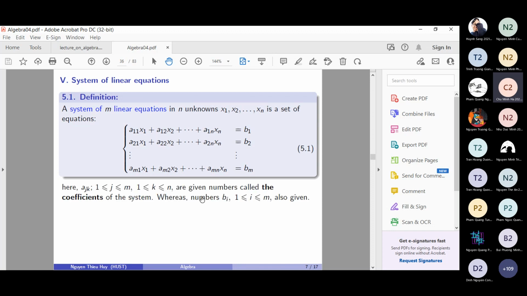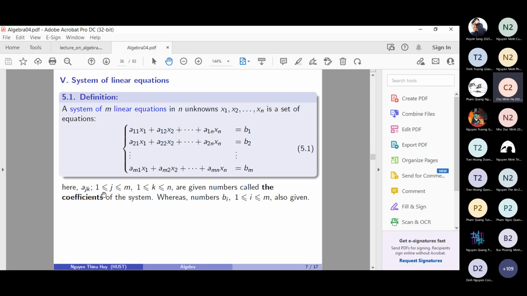So I write here so that you can have a short notation. The ajk's are given numbers. In a few cases, but let's consider the real numbers, for example. Of course, you can consider any field, but let's think about real numbers so that it's easy for you to understand what is coming next. And these numbers ajk are called the coefficients of the system.